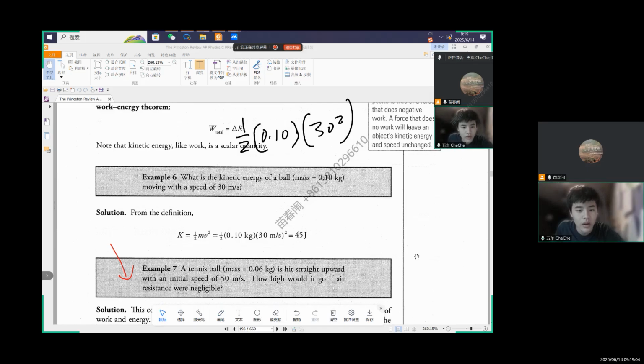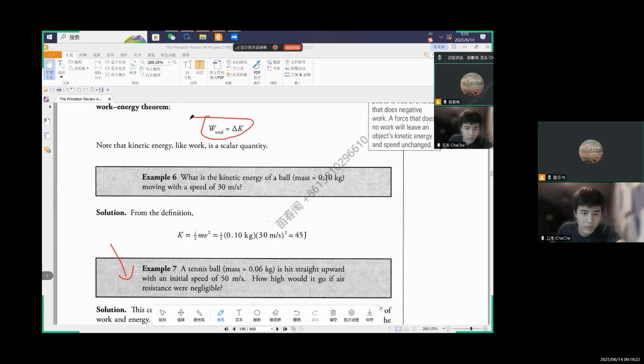And 7. A tennis ball is hit straight upwards with an initial speed of 15 meters per second. How high would it go? Okay, I got this one. It's better to use the new method that we learned. We can use the original method to do that too, but we want to use this one. Work total equals change in kinetic energy. So the change in kinetic energy goes from the initial value to 0. So the work would be that. How do I change that into joules?